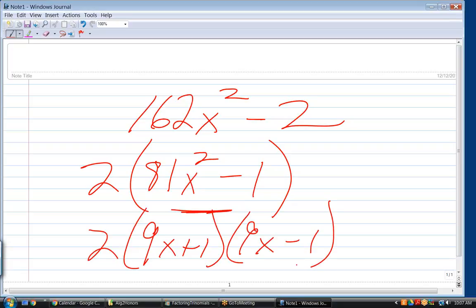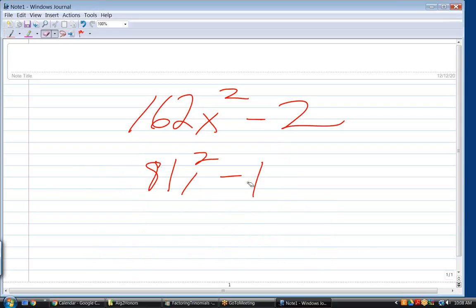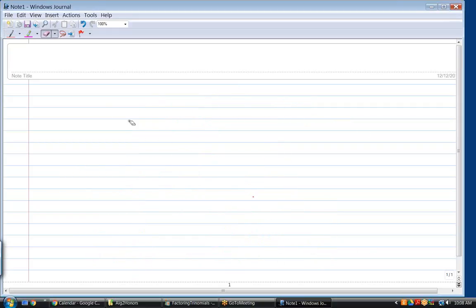Correct. Now, when you have difference of perfect squares, you can do the whole first term first, because you know the second term. You don't have to figure it out. It's just the opposite sign. Right. So when you're doing difference of perfect squares, I don't do it step 1, 2, 3, 4. I do it all at once. Right. Okay.